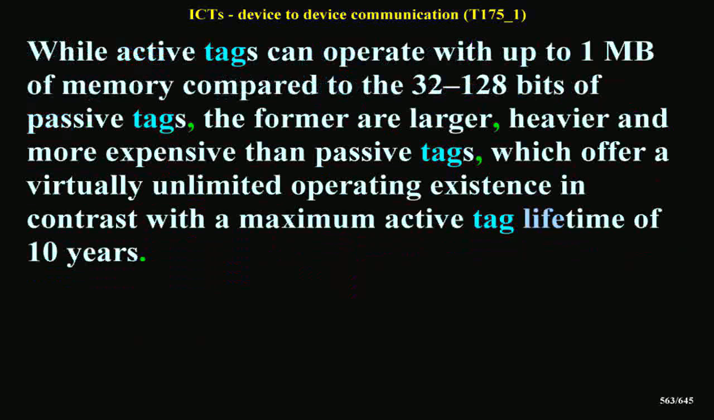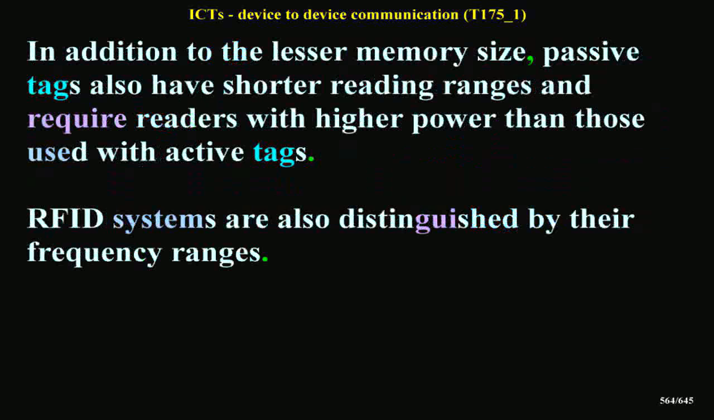While active tags can operate with up to 1 megabyte of memory compared to the 30 to 128 bits of passive tags, the former are larger, heavier and more expensive than passive tags, which offer a virtually unlimited operating existence in contrast with a maximum active tag lifetime of 10 years. In addition to the lesser memory size, passive tags also have shorter reading ranges and require readers with higher power than those used with active tags.